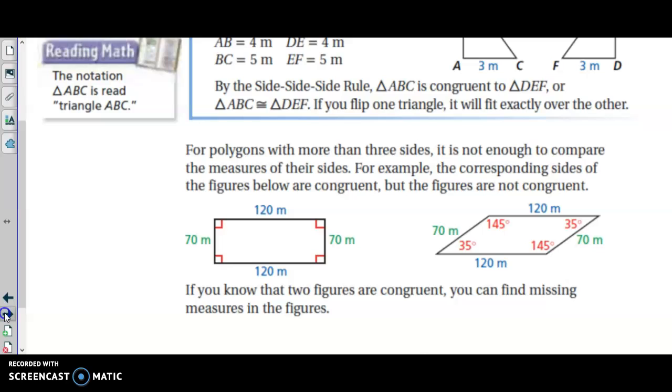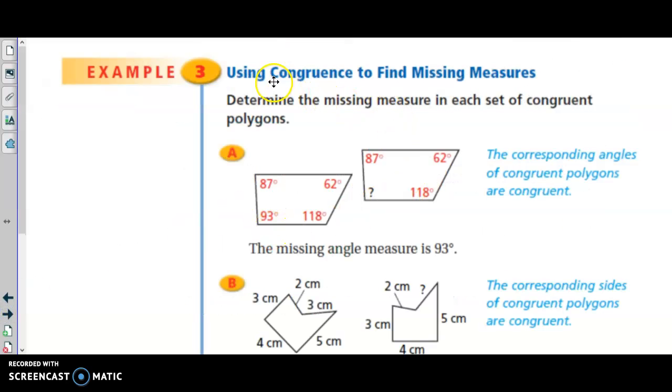Example 3, using congruence to find missing measures. Determine the missing measure in each set of congruent polygons. The corresponding angles of congruent polygons are congruent. Corresponding means they are the same part of the polygon in the reflected or transformed polygon. Here we have two congruent trapezoids. If I were to slide this trapezoid over on top of this one, they would match up. So this angle here is congruent to this angle over here.